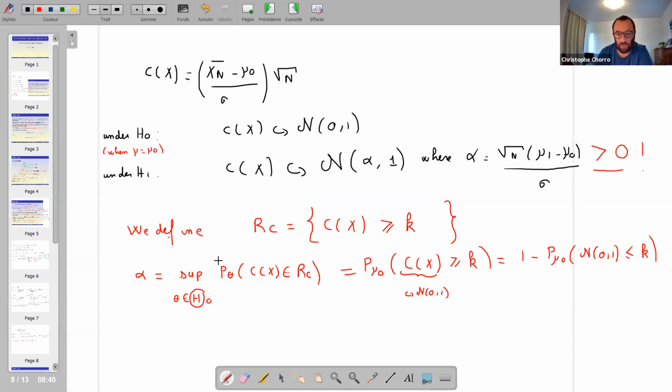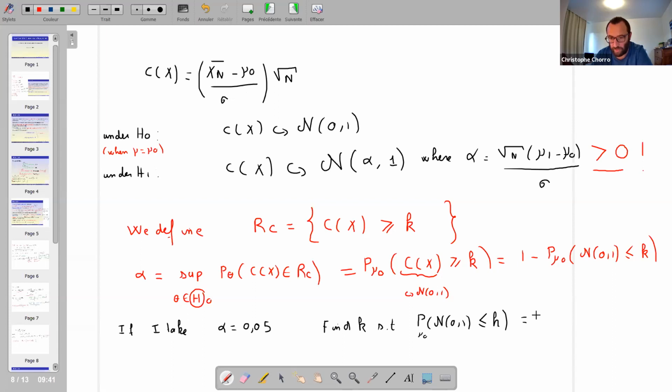So keep in mind that I want alpha to be small, and I will fix it in the test process. So if I take alpha small, I will take it equal to 5%. It implies that I want to find K such that the probability that my N(0,1) is less than K, I can write mu 0 here, is equal to what?